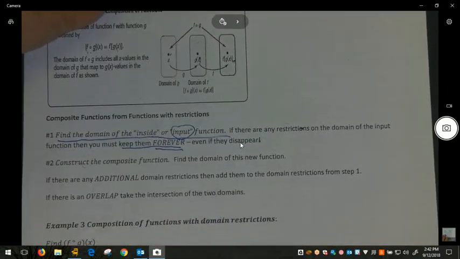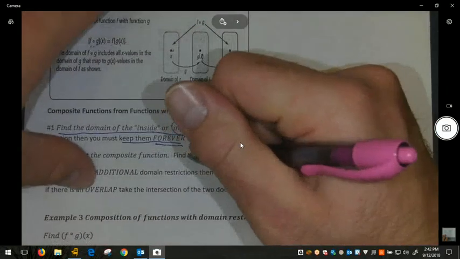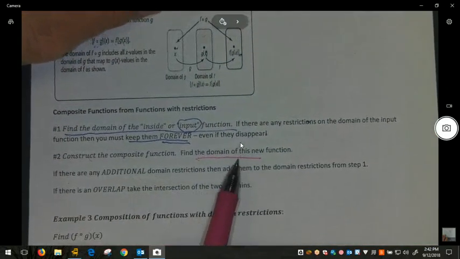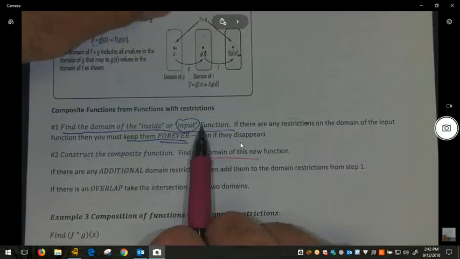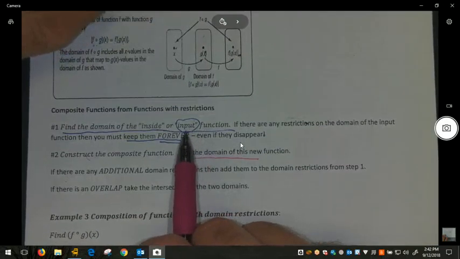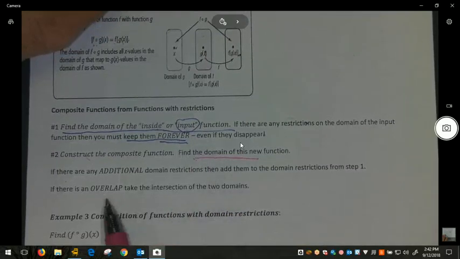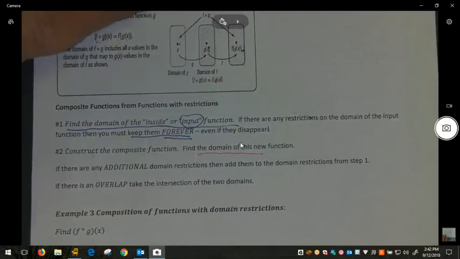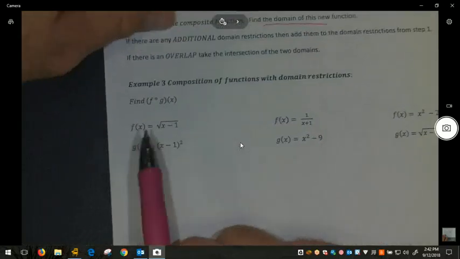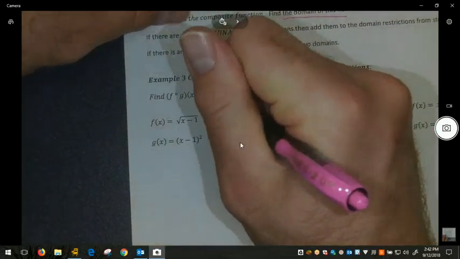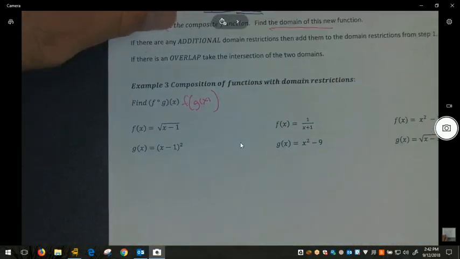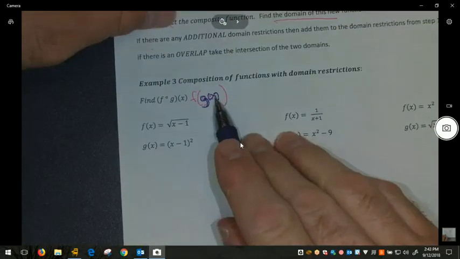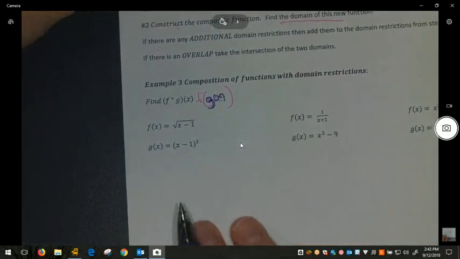Then we're going to construct the composite function and find the domain of this new function. Find the new domain. If there's any additional domain restrictions when we create the new function, they will be added to the domain restrictions of the function that was put into the other one, the original function. And if there's any overlap, then we'll take the intersection of the two domains. Let's take a look at some examples of this. Finding f of g of x, which means that we are plugging g into f of x. Therefore, any restrictions that exist on g of x will exist in f of x.